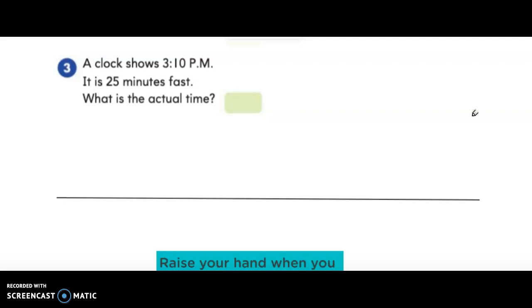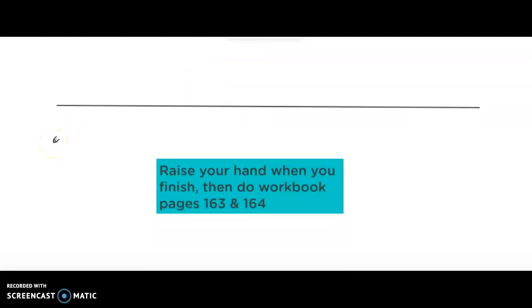And for this last one that you're going to do, a clock shows 3:10 p.m. It is 25 minutes fast. What is the actual time? So if the time is fast, that means that the time that they're showing you here is ahead of what actual time it is. So you should be working backwards for that. Again, raise your hand once you finish, and then for today you're doing workbook pages 163 and 164.